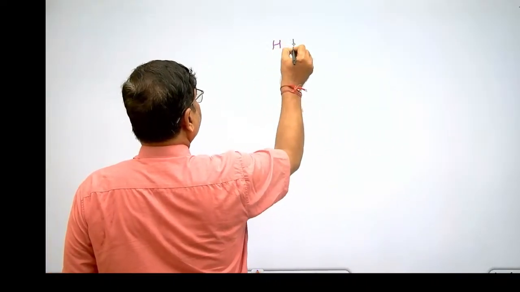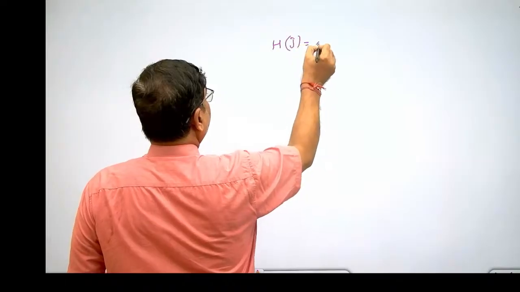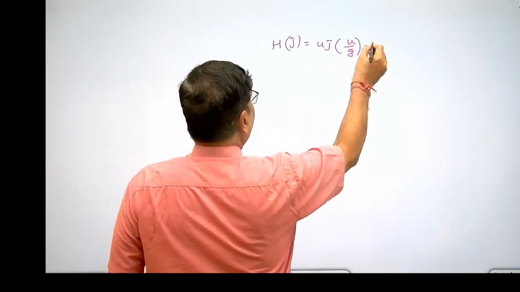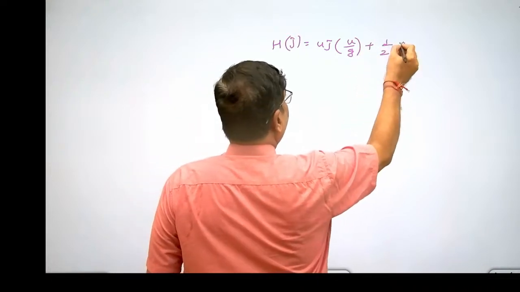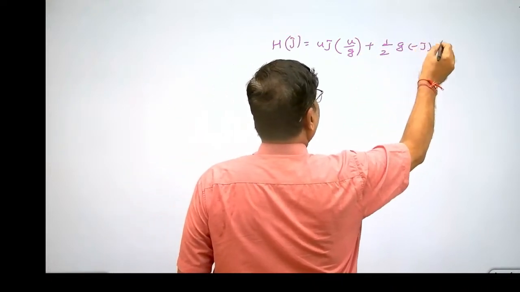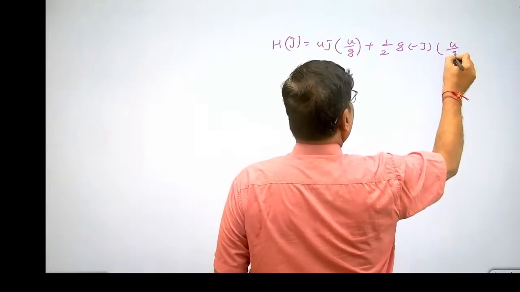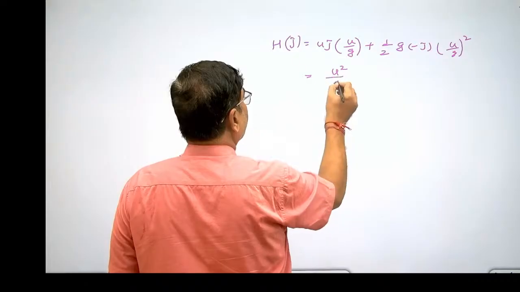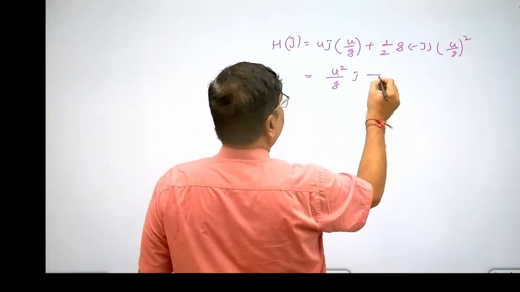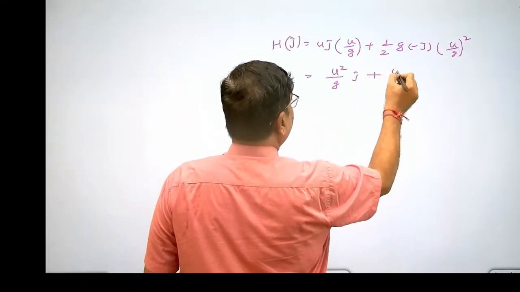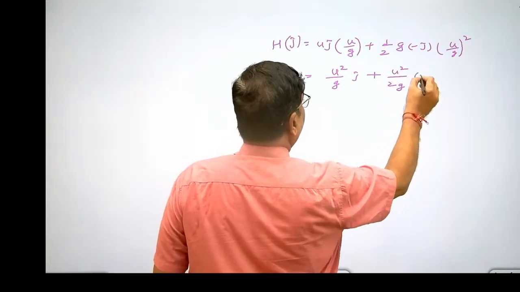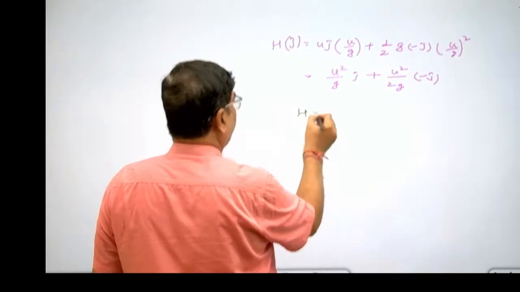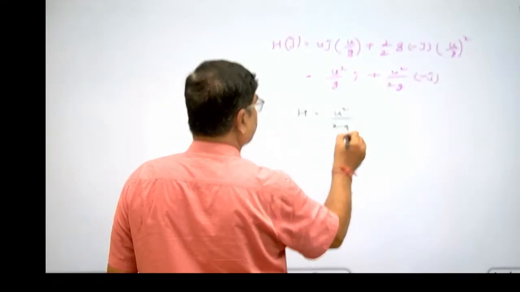We are applying the second equation: h j cap equal to u j cap into t plus half into minus g j cap into u upon g whole square. So dear student, after solving this, we get u square upon g j cap plus u square upon 2g minus j cap. So this can be written as h equal to u square upon 2g. This is the maximum height.